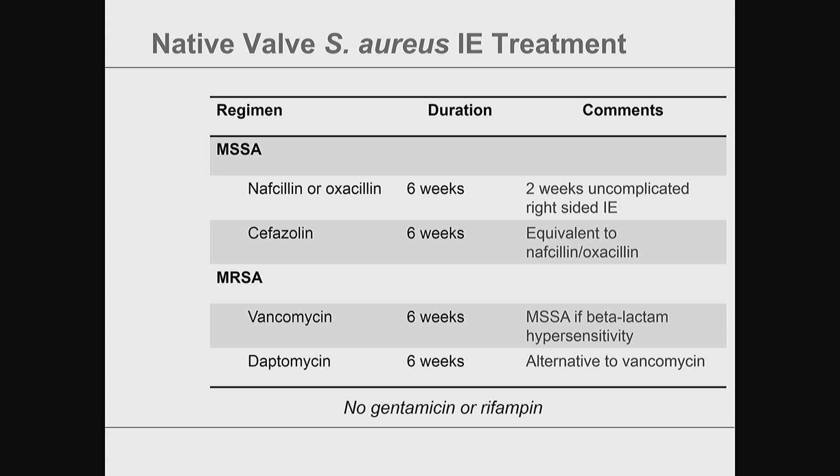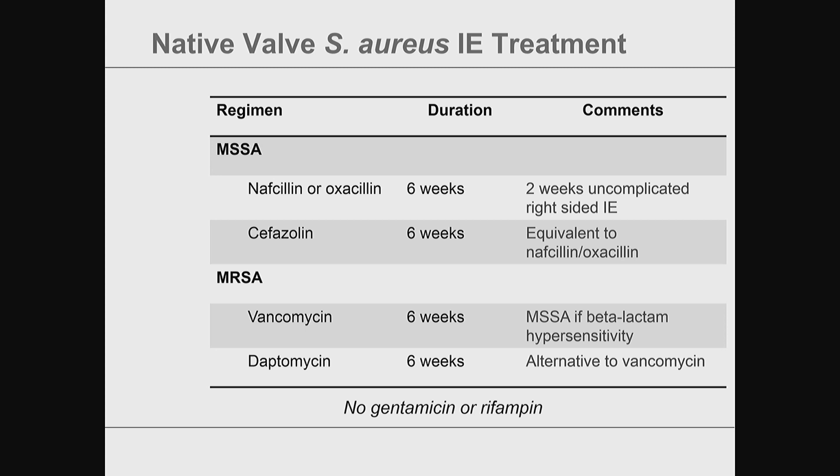The treatment duration is 6 weeks of treatment. It should be noted that if you had uncomplicated right-sided infective endocarditis of the native valve, then you may be able to get away with just 2 weeks of treatment. For MRSA native valve endocarditis, our go-to is vancomycin for 6 weeks, or an alternative to that is daptomycin for 6 weeks. If the patient has a beta-lactam allergy or hypersensitivity, then you would use vancomycin in our methicillin-susceptible Staph aureus cases as well. It is important to know that there is not an indication for using gentamicin or rifampin in native valve Staph aureus treatment.